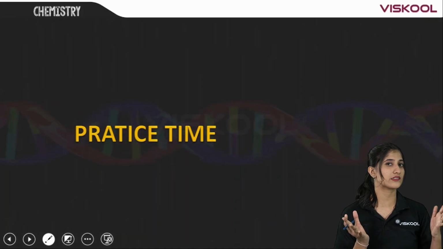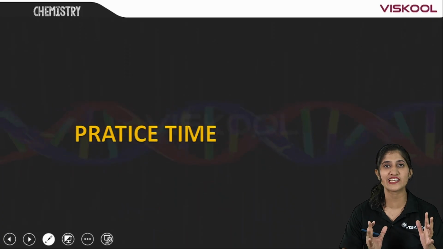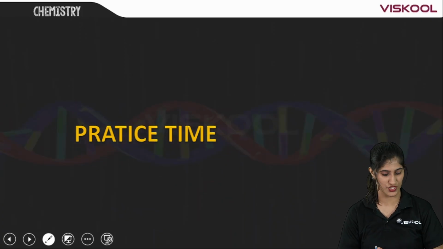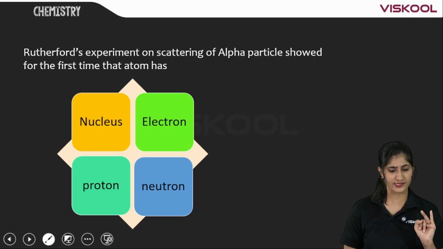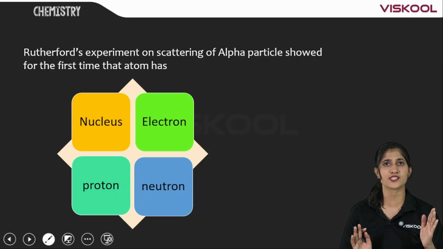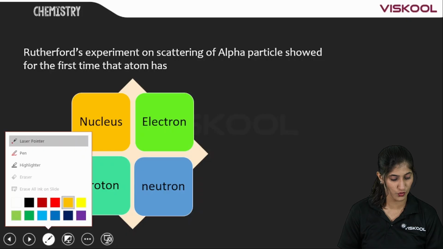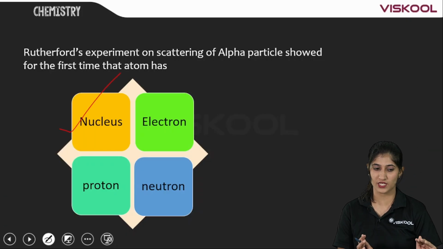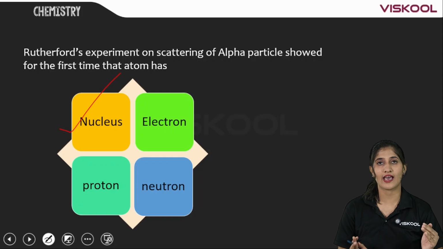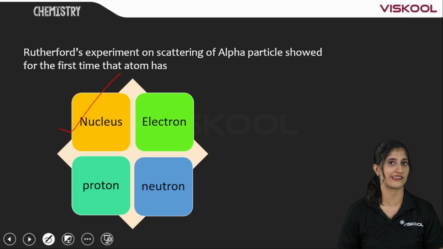Now it's practice time. Let's do some NEET based questions from this portion. First one, Rutherford's experiment on scattering of alpha particles showed for the first time that atom has: nucleus, electron, proton, neutron. Which is the correct answer? Yeah, of course, nucleus, right? From Rutherford's alpha particle scattering experiment, it showed that atom has nucleus. So option A is the right answer.